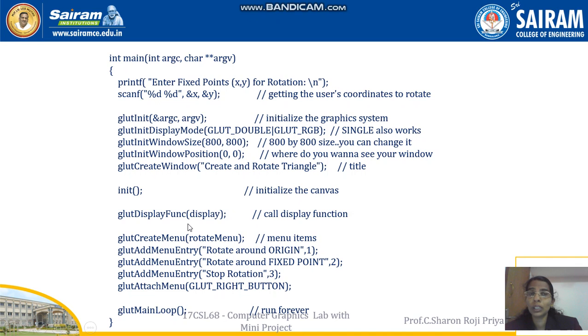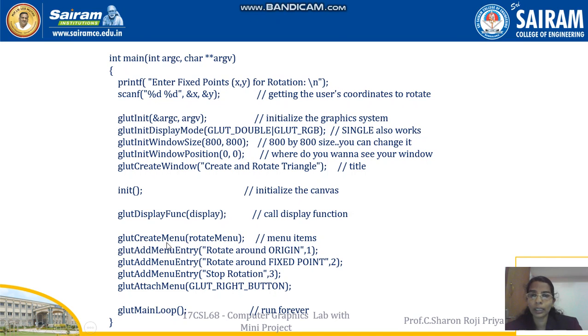Here I will be using a menu. We have studied menus in our fifth module. So what is the function to create a menu? glutCreateMenu. This is the callback function for my menu. Now I have to define which function this is, rotate menu. And I have to attach all the menu entries.